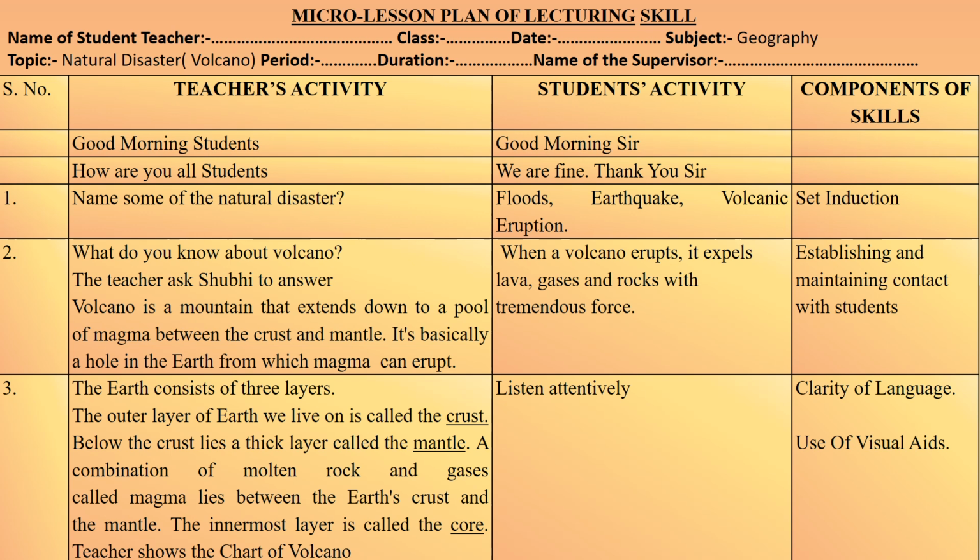After the preliminaries, the micro plan will be divided into 4 columns. In the first column, the serial number will be written. In the second column, the teacher activity will be written. In the third column, the student activity will be written.